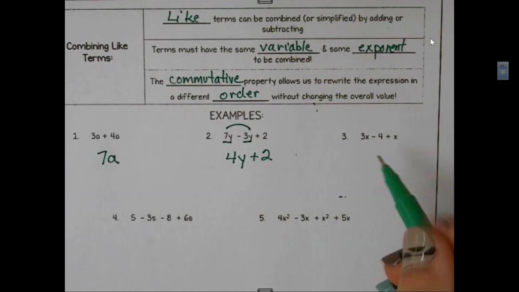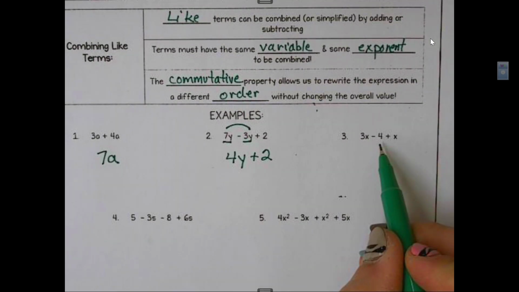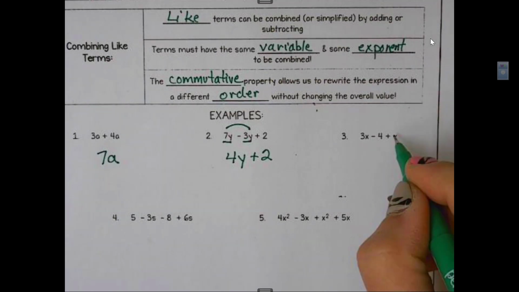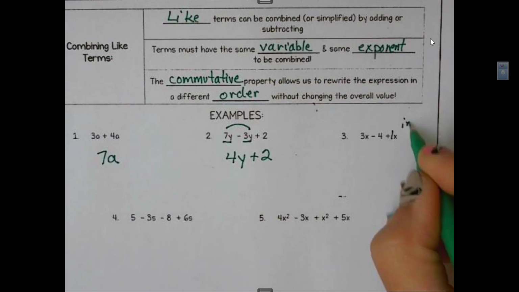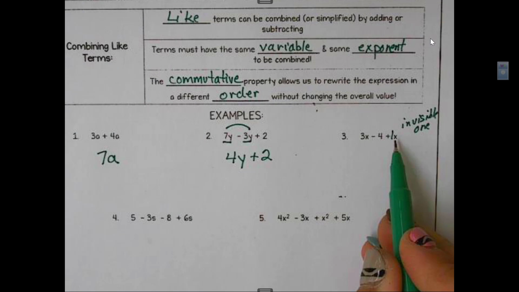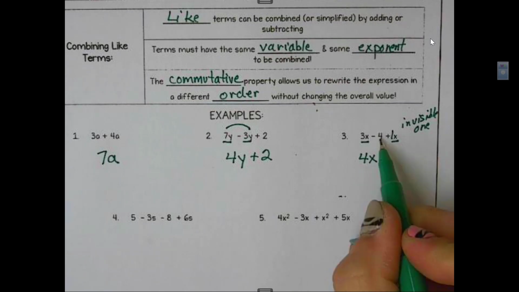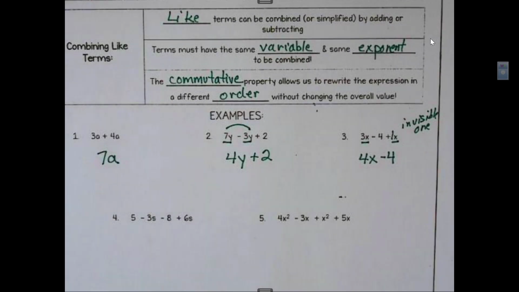Number 3. Again, I'm looking at it. I have x terms and I have a constant. Don't forget about the invisible one. We have those a lot of times in math, so that means we have 1x. I'm going to underline those like terms. 3x plus 1x is equal to 4x. That constant is minus 4.